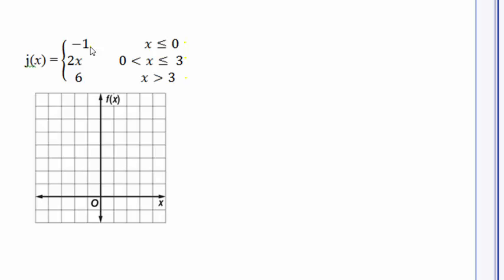That's going to be a horizontal line because this is really like 0x minus 1, meaning the slope is 0, so no rise, just run. And it would go through the graph at (0, -1).